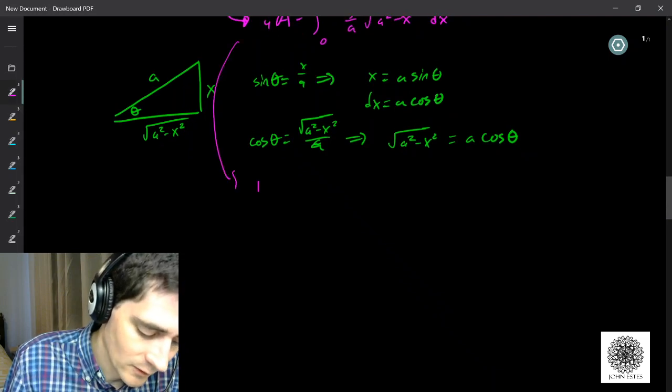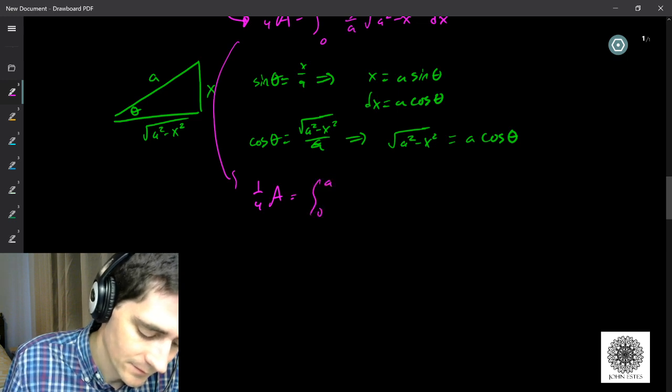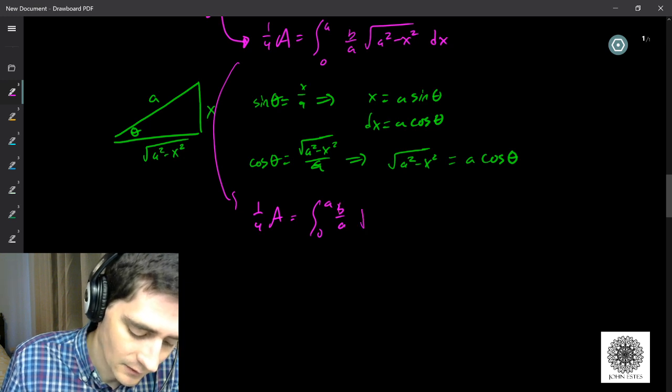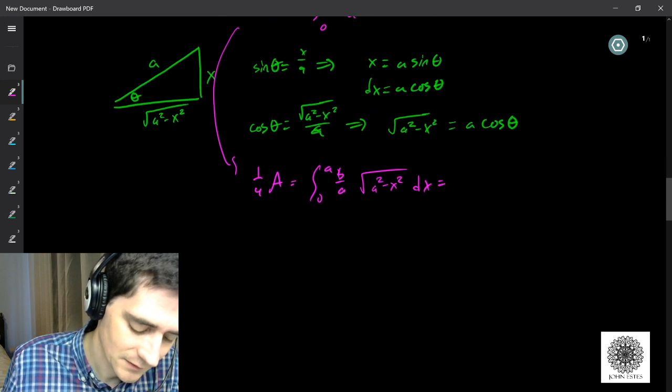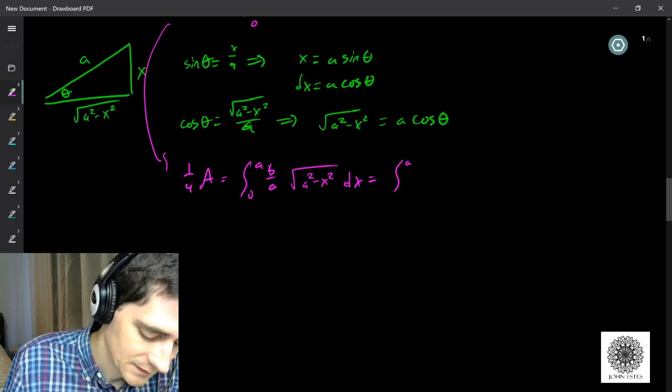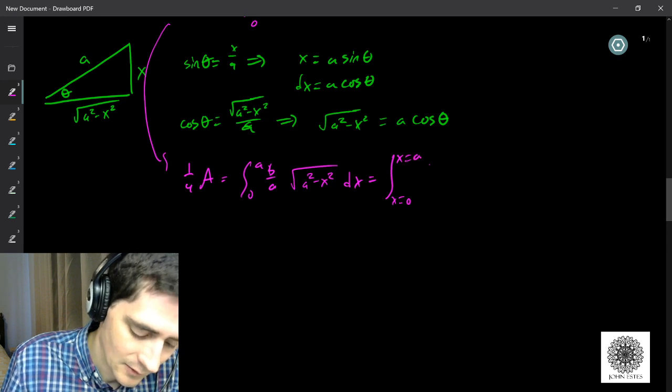Alright, so now that I have that, I can take my integral. I can say that's 1/4 of the area, A is going from 0 to a, the integral of b over a square root of a squared minus x squared dx is actually the same thing now as the integral from 0 to a. And let's be careful here. Let's say here the integral from x going from 0 to x going to a.